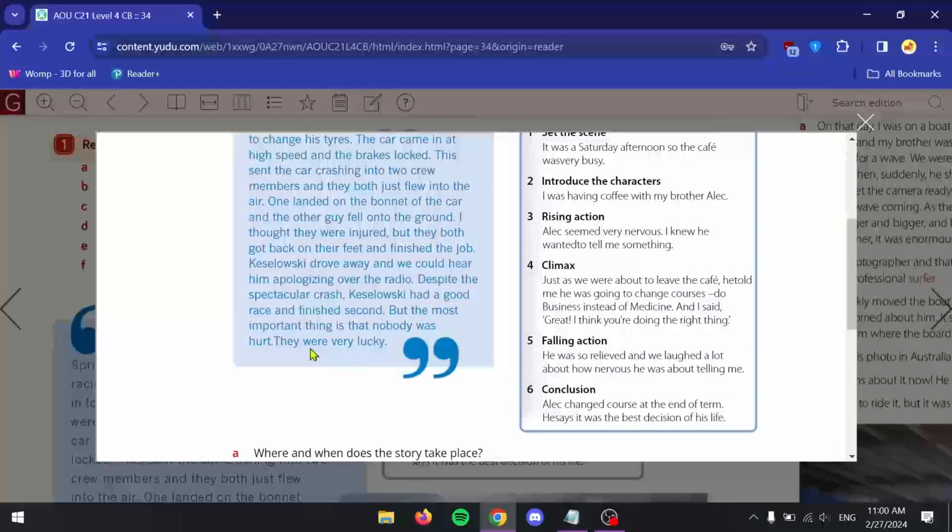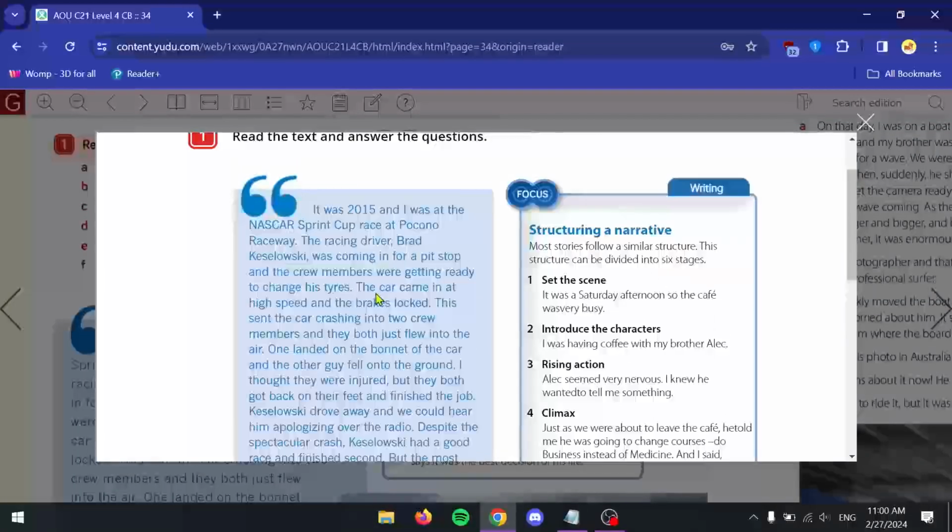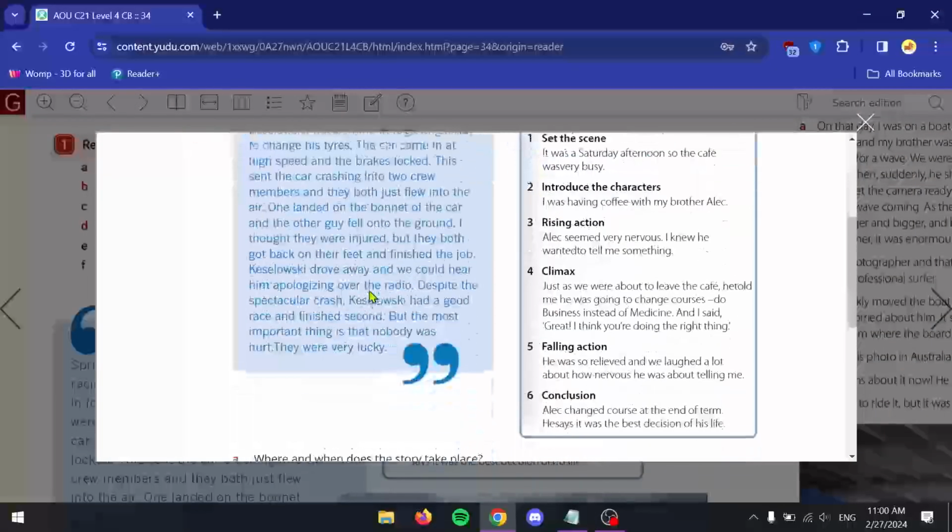They were very lucky. Or actually, we could say it starts from here as well. Despite the spectacular crash, Keselowski had a good race and finished second. But the most important thing is that nobody was hurt. They were very lucky. Okay, so this is, again, another example of structuring our narrative based on the text here.